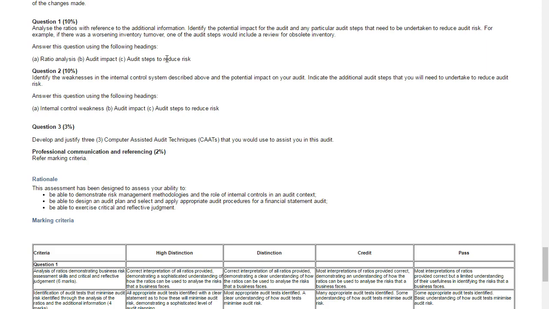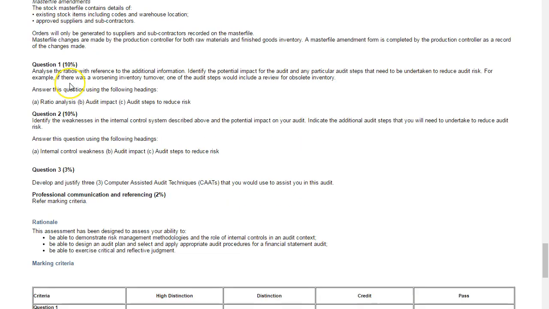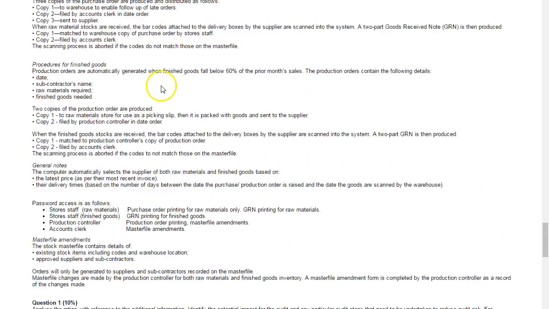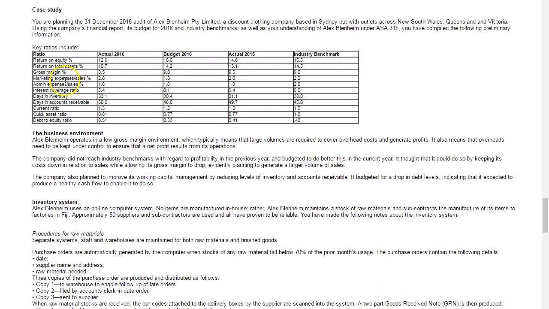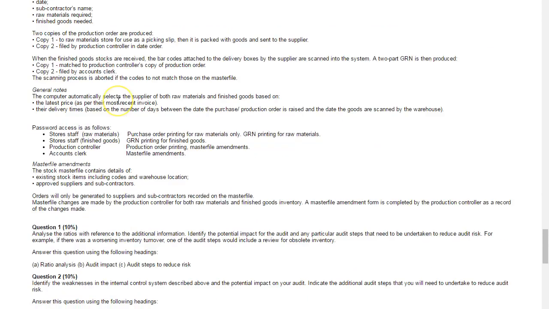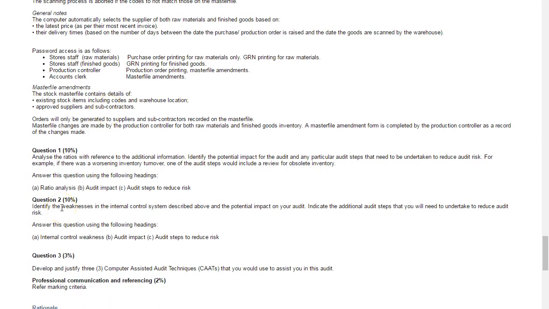If you don't remember what audit risk is all about, make sure you revise chapter 4, especially pages 162 and 163. Make sure you structure your answer to question 1 as instructed, and that you cover each ratio as listed. Remember, some will likely have a more significant impact on the audit than others, and that will flow through to the audit steps that you undertake. Okay, on to question 2.